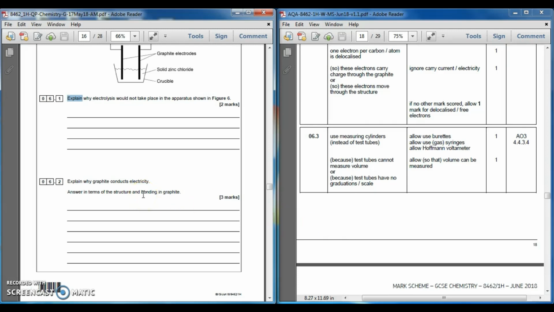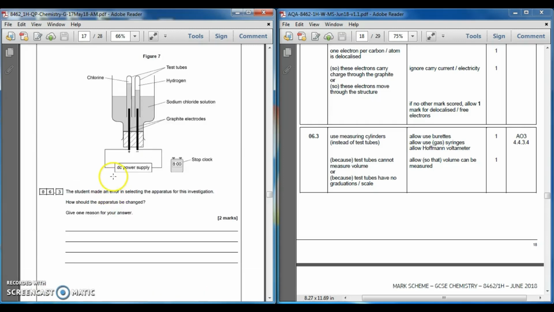Anyway, even if it's talking about conducting electricity, as an absolute stab in the dark, feel free to talk about free electrons carrying a charge or ions carrying a charge. Ions would be wrong in this case, but it's 50-50 as to getting a mark.